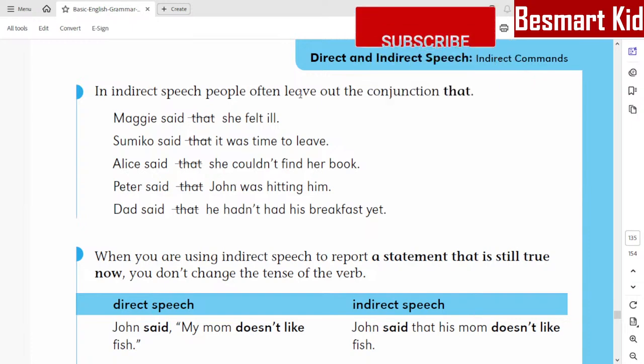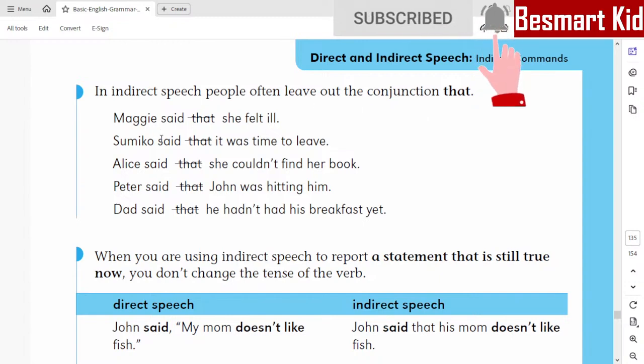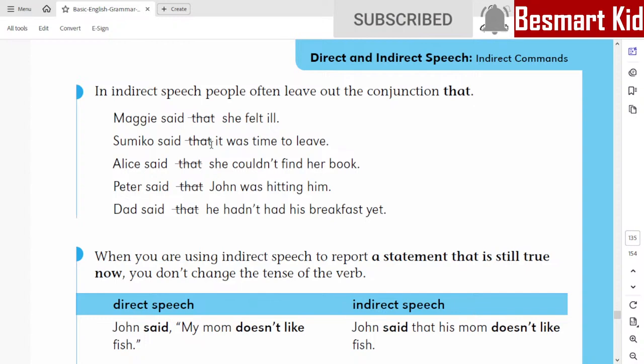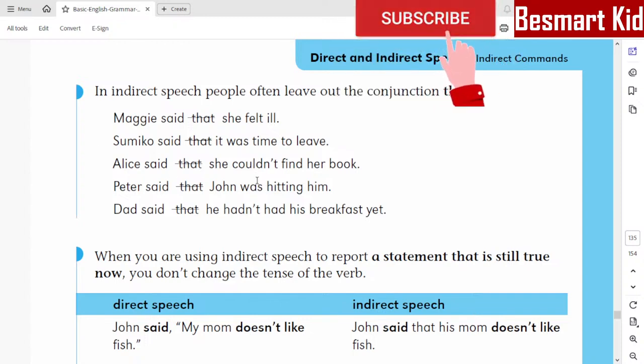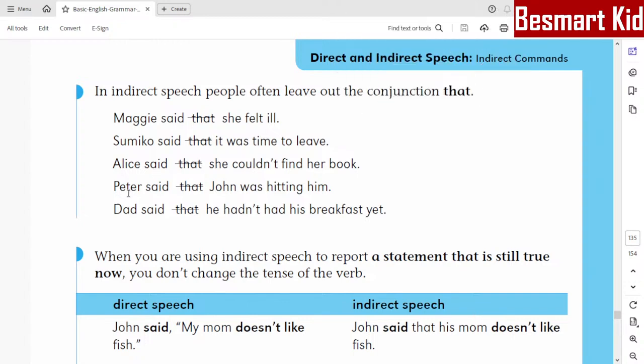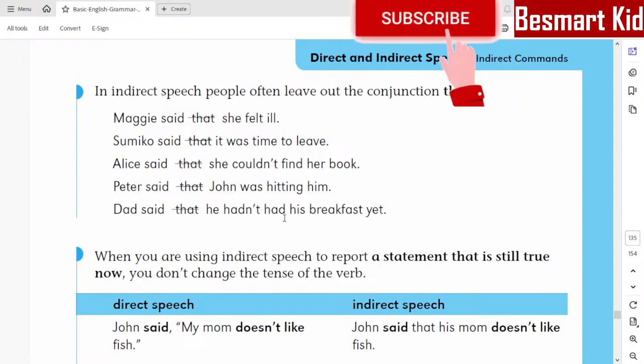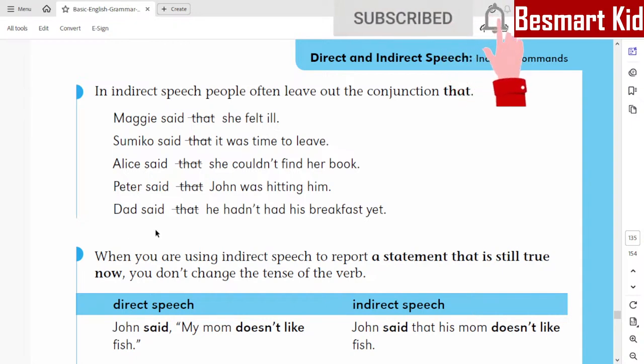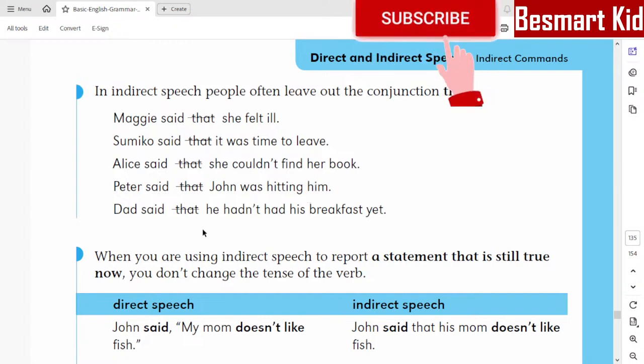In indirect speech, people often leave out the conjunction that. Examples: Maggie said that she felt ill, but people use Maggie said she felt ill. Samiko said that it was time to leave becomes Samiko said it was time to leave. Alice said she couldn't find her book, with no word that. Peter said that John was hitting him becomes Peter said John was hitting him. Dad said that he hadn't had his breakfast yet becomes Dad said he hadn't had his breakfast yet.